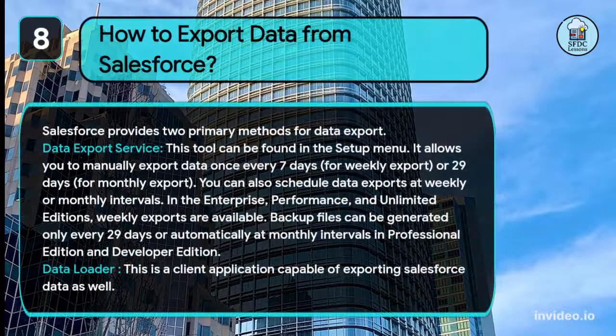How to export data from Salesforce. Salesforce provides two primary methods for data export. Data Export Service. This tool can be found in the Setup menu. It allows you to manually export data once every 7 days, for weekly export, or 29 days, for monthly export. You can also schedule data exports at weekly or monthly intervals.